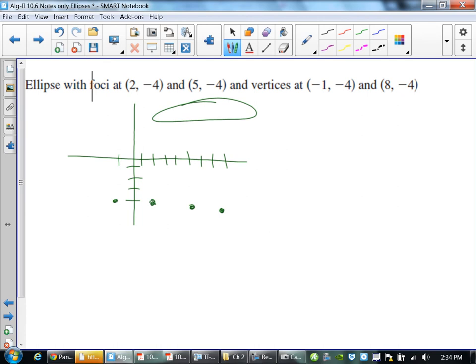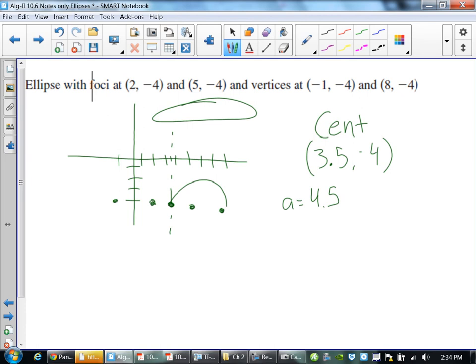Find the center. First thing you're going to do is the midpoint between any of those. So your midpoint is at (3.5, -4). Center: (3.5, -4). Now, to figure out your value of a, a is the distance from the center to the vertex. To go from 3.5 to 8 is how much? 4.5. So that means a is 4.5.